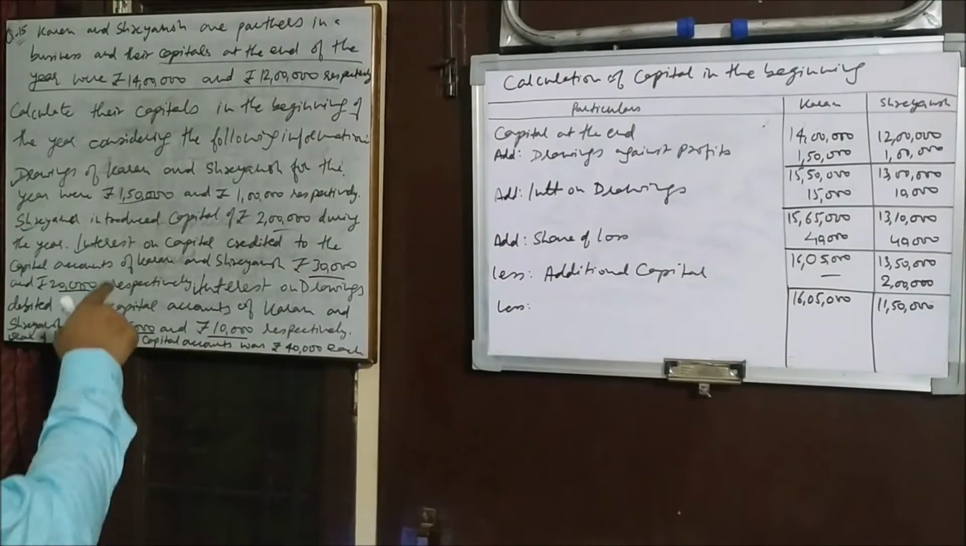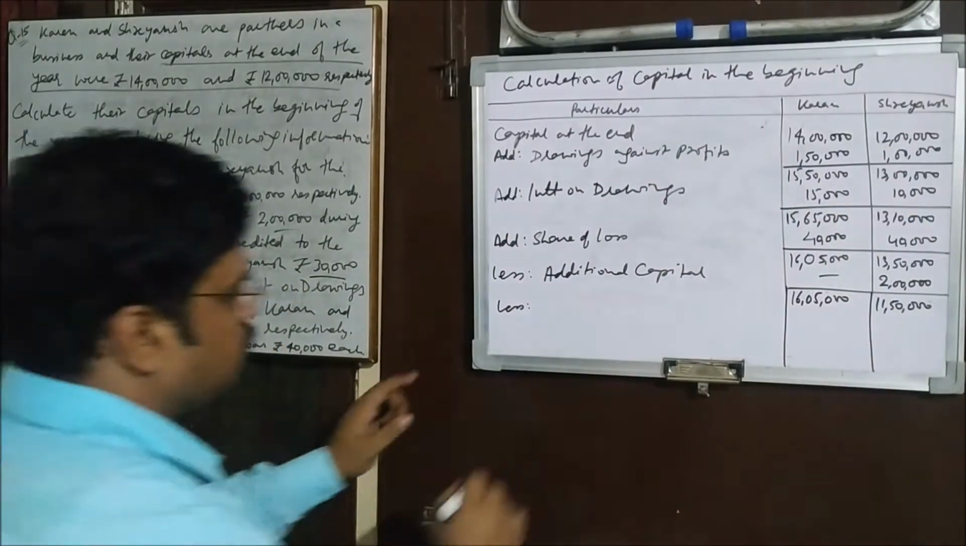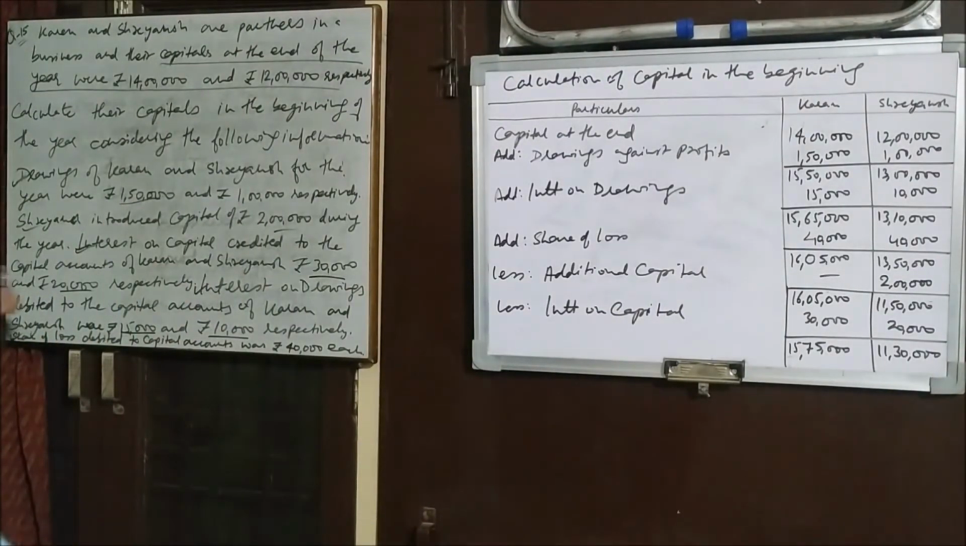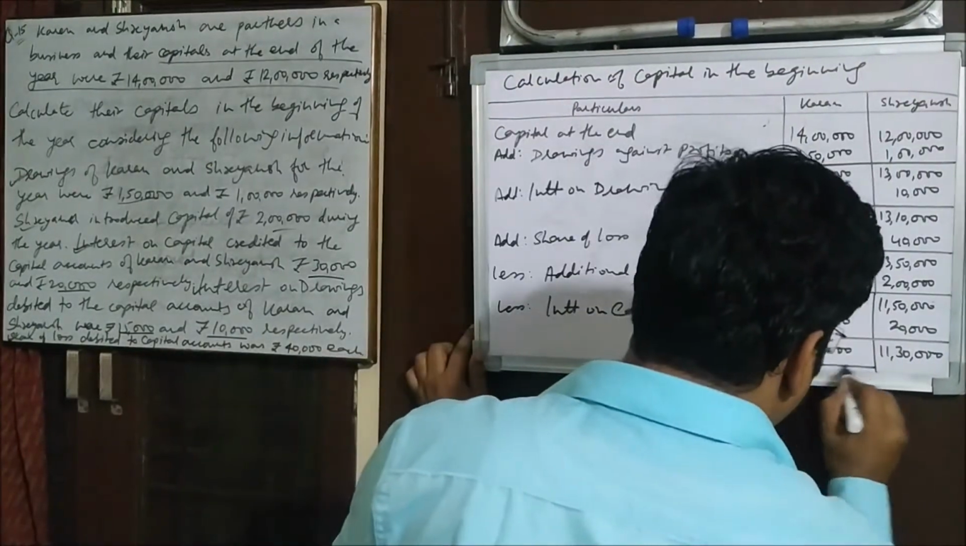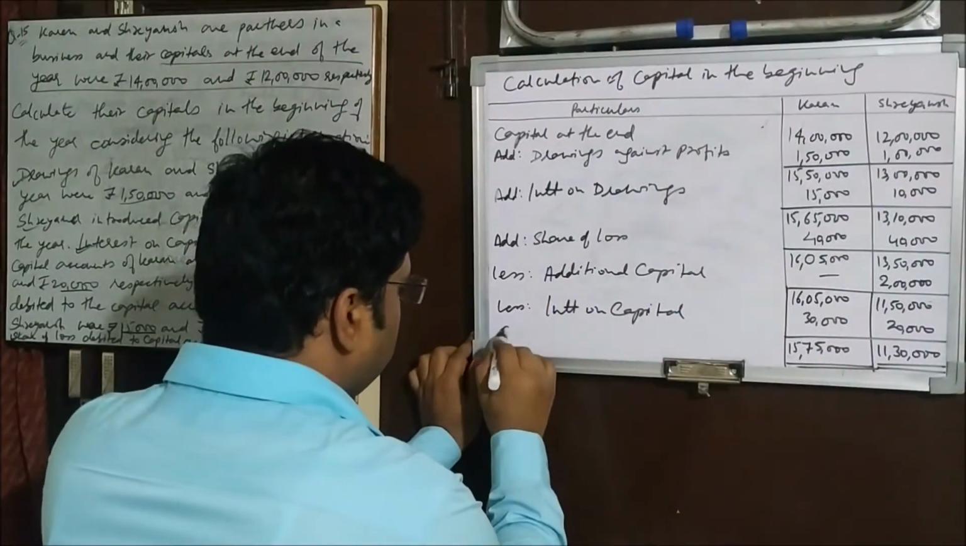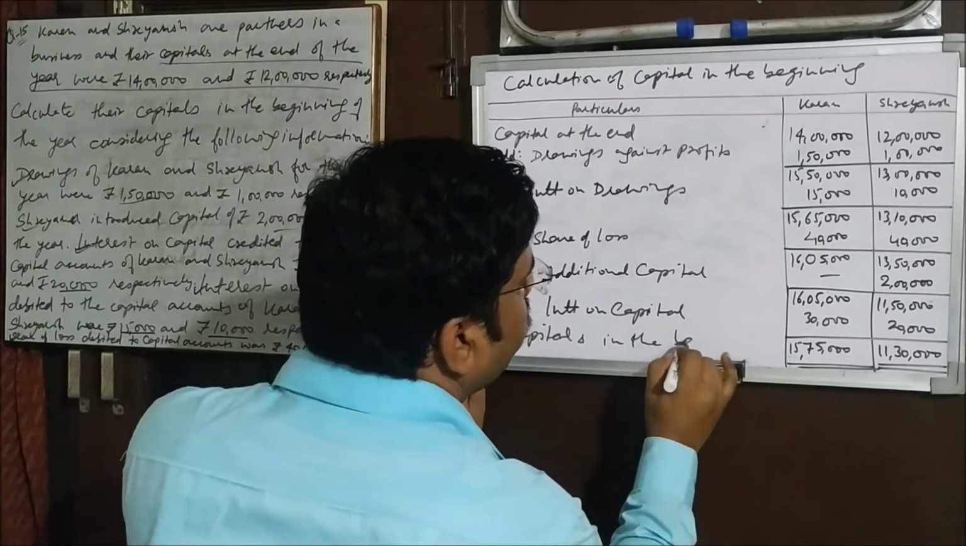Now let's see which another item needs to be deducted. So here, yes, interest on capital needs to be deducted, 30,000 and 20,000. So let's have a look. Any other item is left to be deducted? No, I don't think so. So 15,75,000 and 11,30,000 will be known as capitals in the beginning.